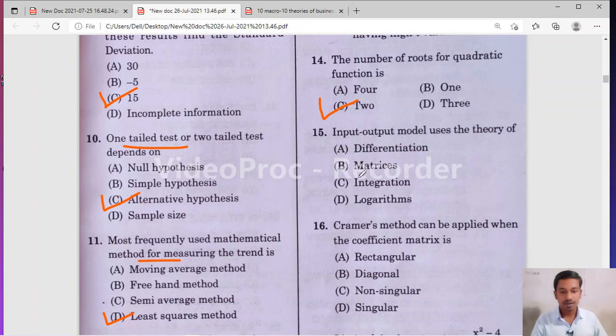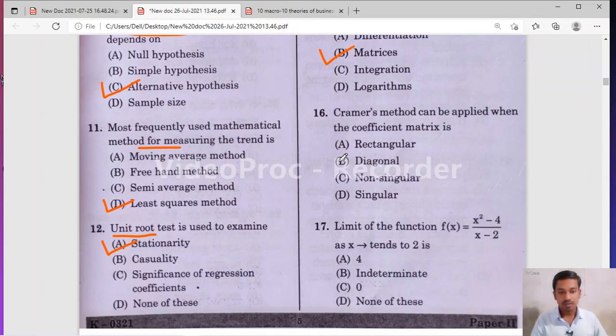Question number 15. Input output model uses theory of option A differentiation, option B matrices, option C integration, option D logarithm. Here I think matrices is the correct answer, but I am not sure. So if anyone knows correctly, you can comment in the comment box.